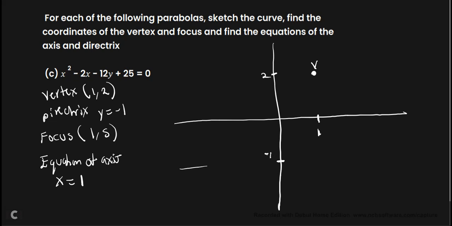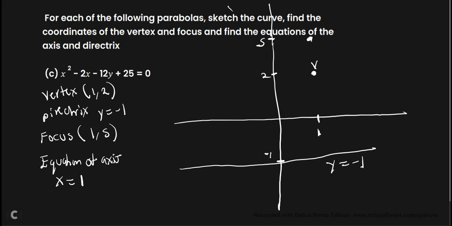So this is your directrix. So this is y equal to negative what? 1. Right? Then what is your focus? Your focus is telling us it's what? It's 1, 5. So let's just put it somewhere here, right? That's where your focus is.